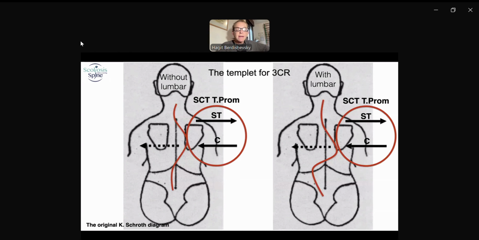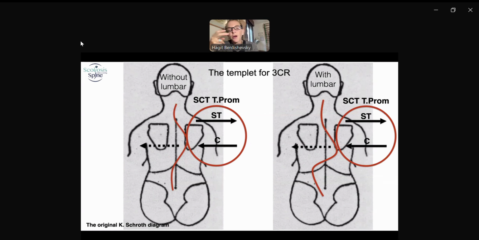This is how it is in the template. On the left side is a curve without a lumbar. I didn't paint a lumbar there. On the right side is a 3C with a lumbar, like A3 subtype. But 3C is a primary thoracic. The patient does its correction, its work, its everything really on the thoracic curve. This is the main problem.